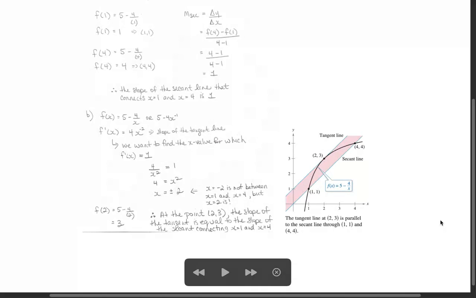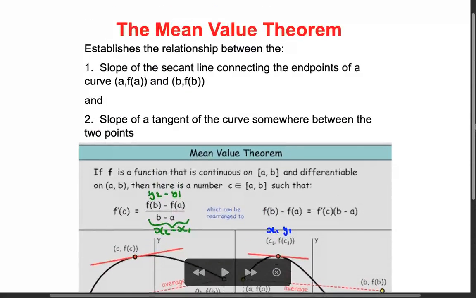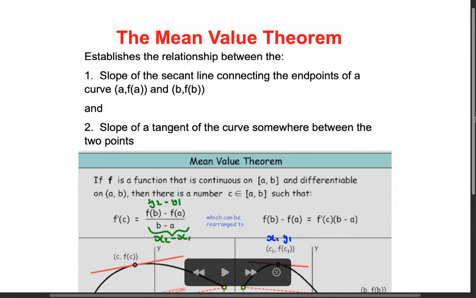And what we've basically done is we have applied the mean value theorem. Just to be a little bit more specific, the mean value theorem is a theorem that establishes a relationship between, number one, the slope of the secant line that connects two endpoints on a curve, and the slope of a tangent line that is somewhere on the curve between those two points. So we want to be able to connect those two things.